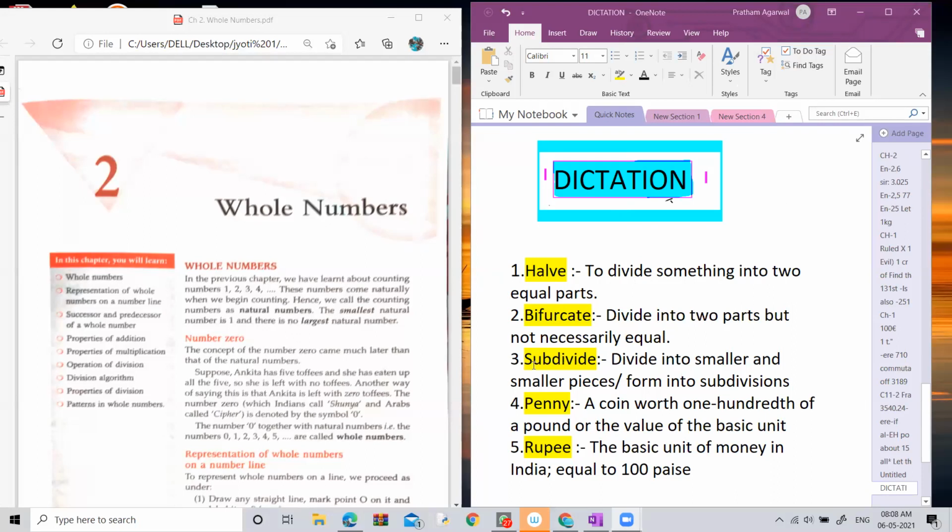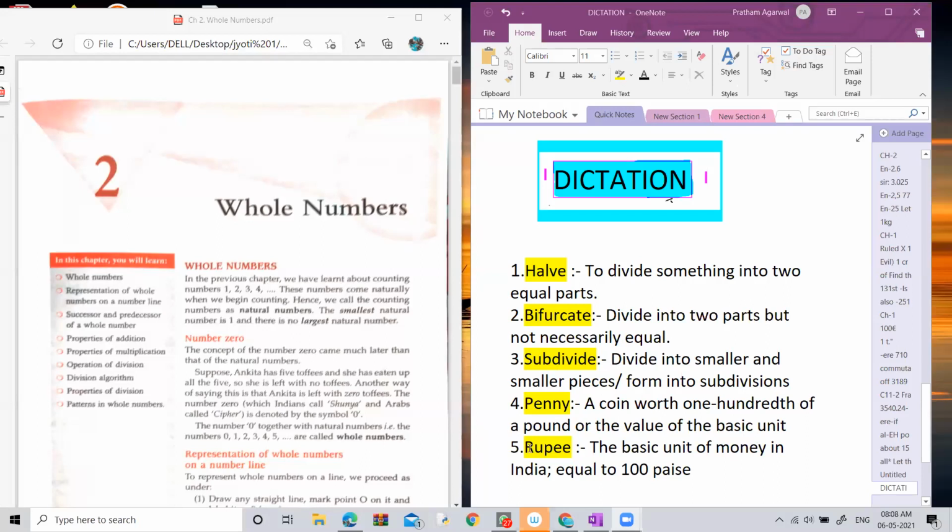Okay. Third one is subdivide. Subdivide means divide into smaller and smaller pieces, or you can say form into subdivisions. When you are making many parts of any object, then it's called subdivide. Fourth one is penny. Penny means a coin worth 1/100th of a pound or the value of the basic unit. This penny was used by Britishers before 1971.